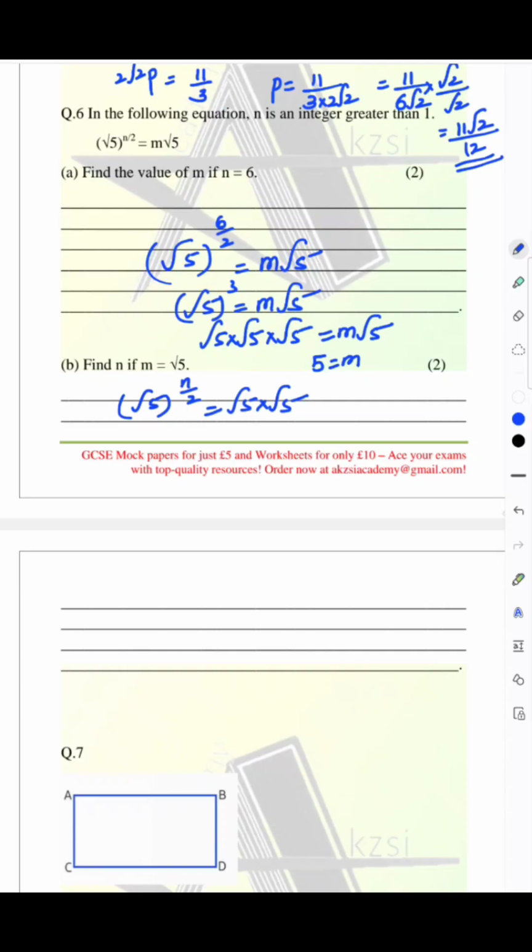And that will not make our base number the same. So in that case, root 5 times root 5 can be written as root 5 whole squared. It means the same. So root 5 to the power n over 2 is equal to root 5 whole squared. In this way, I'll be able to make the base number the same. Since the root 5s are the same, I can compare the powers and n will be 4.